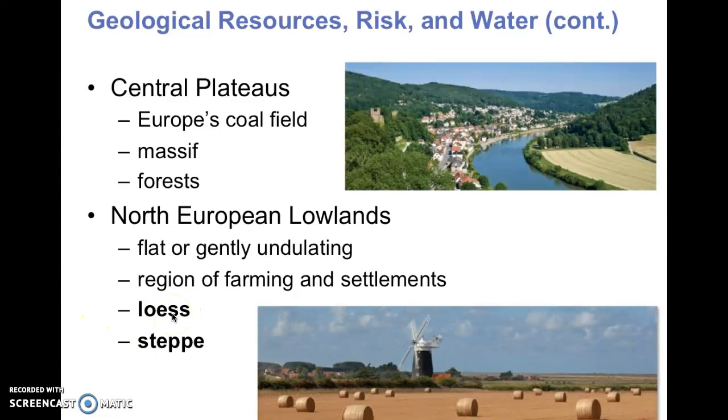And the steppe area, which is in Eastern Europe and it stretches into Central Asia, and it's a large grassland. It's great for growing wheat. This area, Northern European lowlands, is an area that if there were rises in sea level, even moderately, a lot of this area would be inundated with seawater.